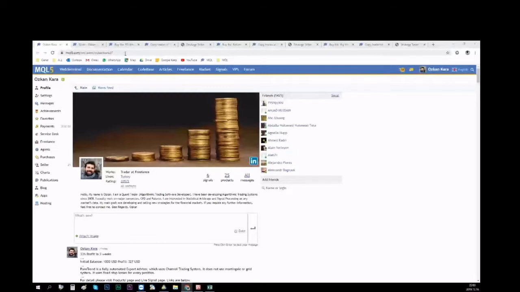This is my website here. You can click on that link. I just wrote it in the chat, and you can go to my page. And here are my products, some of them for MetaTrader 4, some of them for MetaTrader 5. So today I will explain my three favorite expert advisors. One of them is RS Breakout.